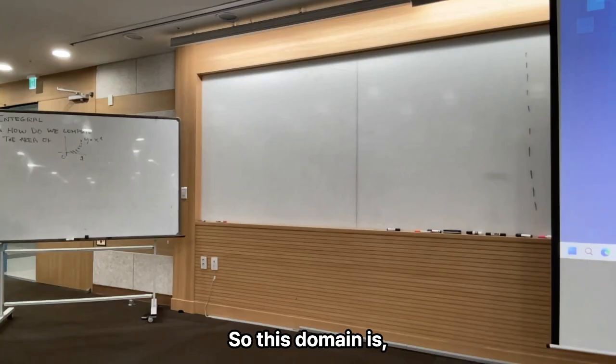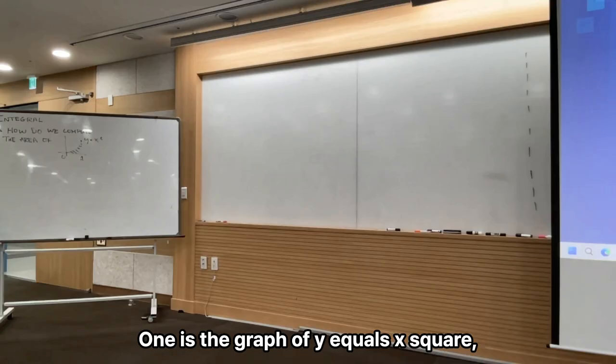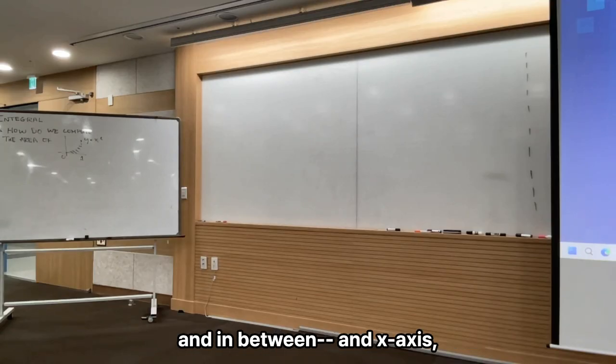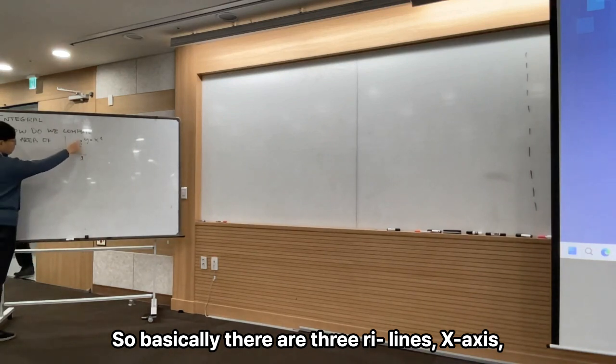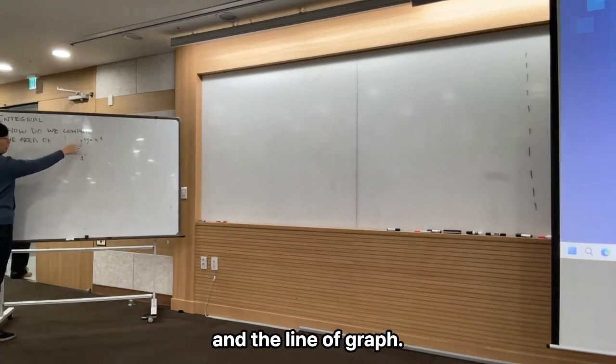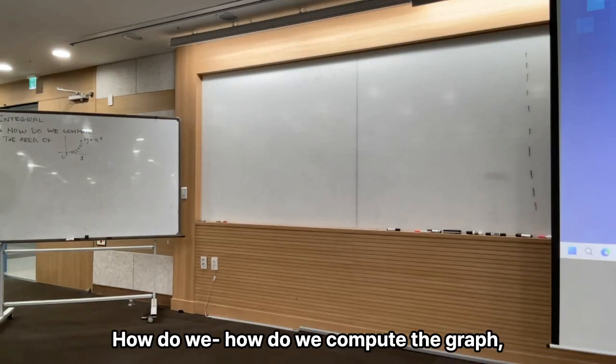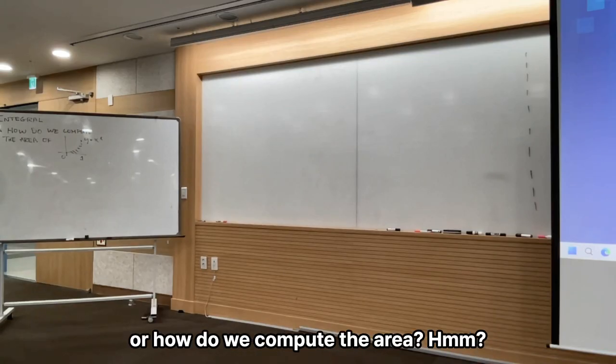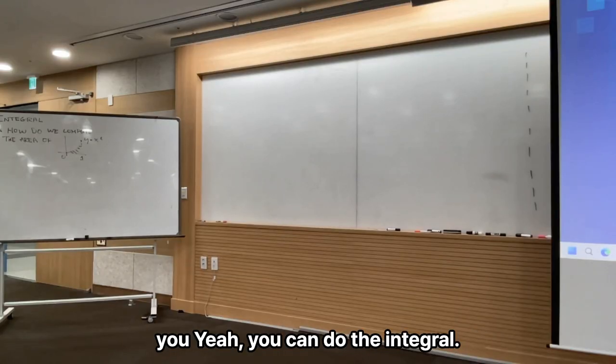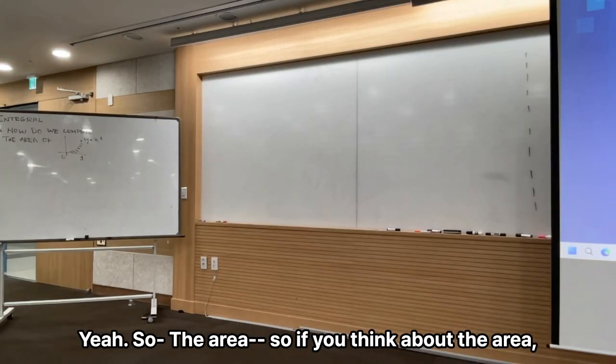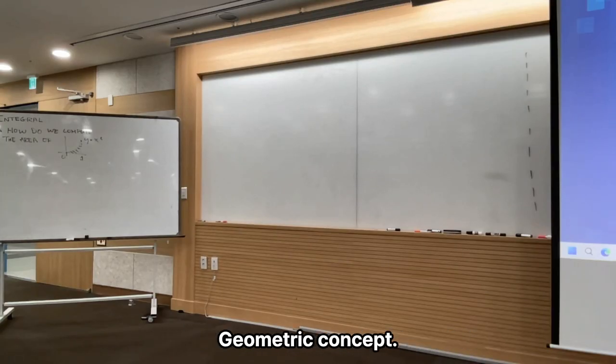How do you compute the area of this domain? This domain is surrounded by 3 lines. One is the graph of y equals x squared, in between the x-axis and in between 0 and 1. So basically there are 3 lines: the x-axis, the vertical line x equals 1, and the graph. How do we compute the area? Yeah, you can do the integral. That's the point. If you think about the area, that's a very geometric concept.